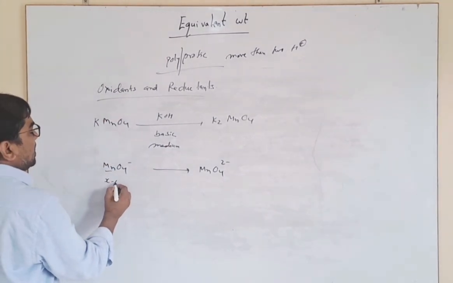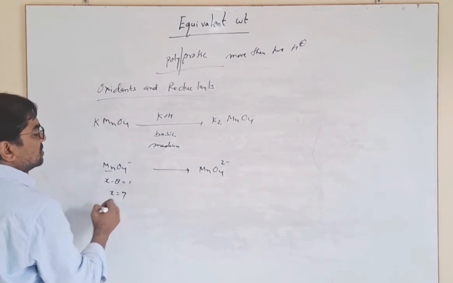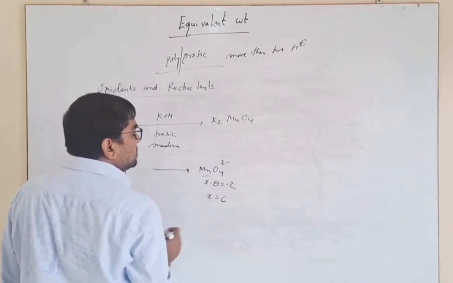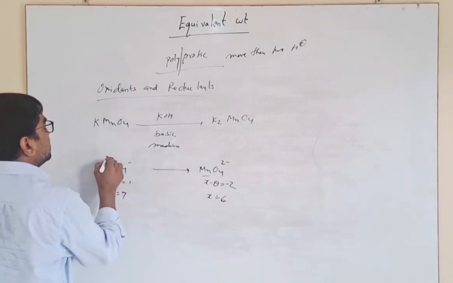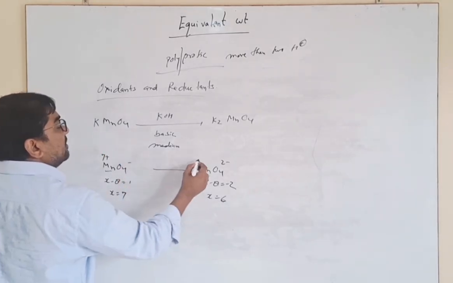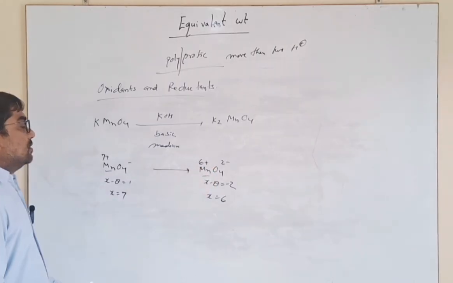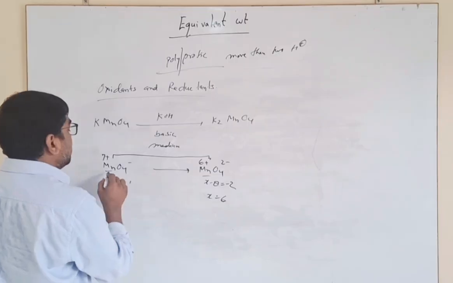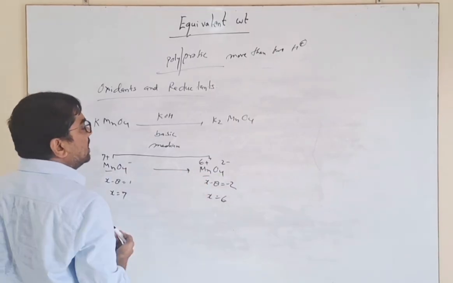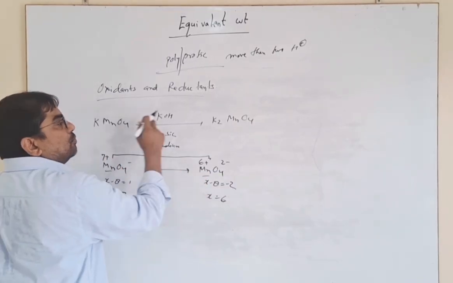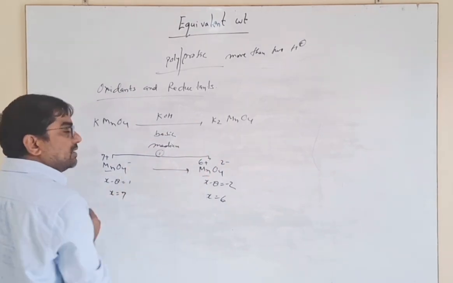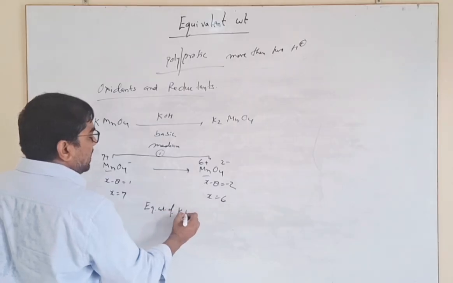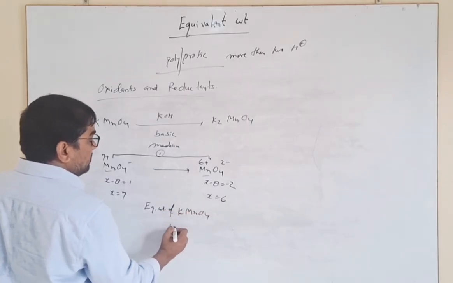Now here x minus 8 equal to minus 1, x equal to 7 plus. Here x minus 8 equal to minus 2, so x equal to 6 plus. Putting the value here, 7 plus and 6 plus. So the change in oxidation number of manganese from MnO4 minus to MnO4 2 minus, potassium permanganate to potassium manganate, is just 1. So in basic medium, the equivalent weight of KMnO4 gets changed.